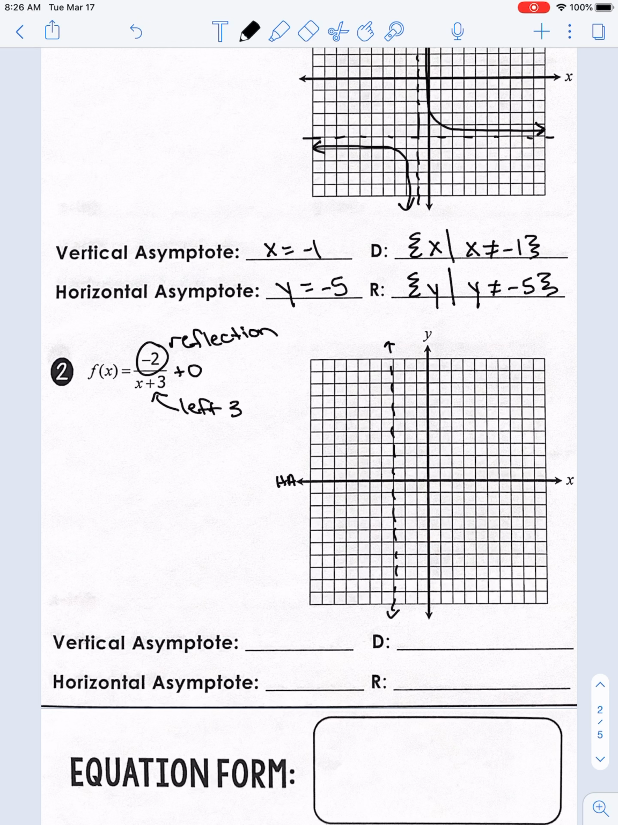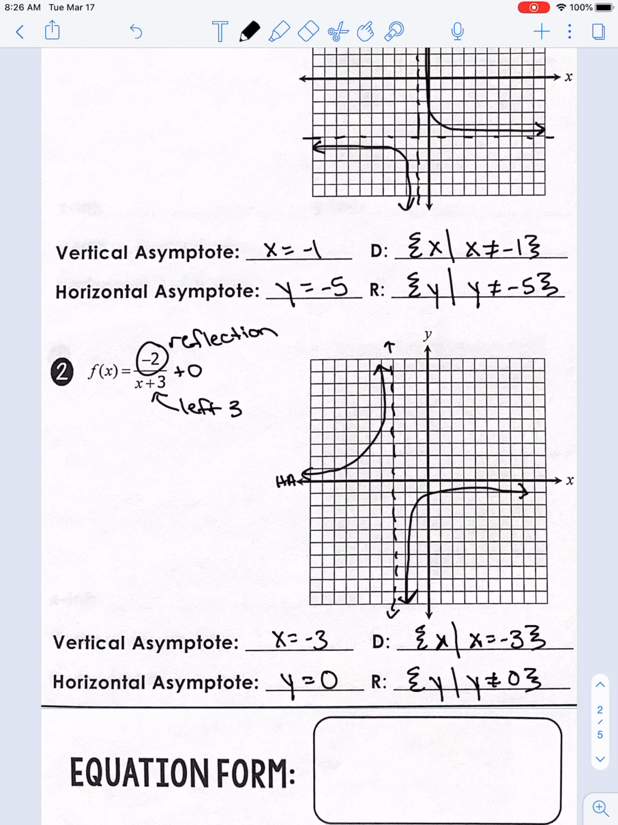So instead of being in the top right and the bottom left, I'm going to be in the bottom right and the top left. And it is vertically stretched by a factor of 2. So my vertical asymptote here is x equals -3, whereas my horizontal asymptote stayed the same. My domain is x can be all x, except it cannot be that asymptote. And my range is that y can be all y, except for y cannot be its asymptote.